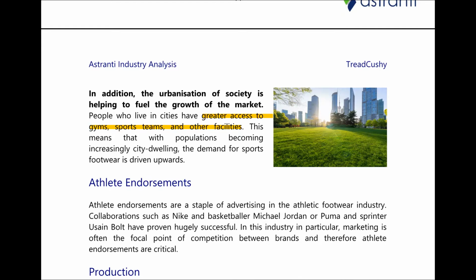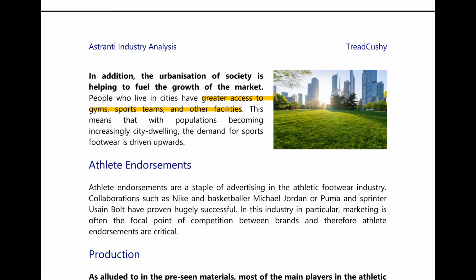Now, another trend in the industry is these athlete endorsements. These are really key components of a lot of these companies' marketing campaigns. The most famous, I'm sure you're aware, collaborations between Nike and Michael Jordan on the Jordan shoes, or Puma and Usain Bolt. Both these collaborations have proved extremely successful for these companies, really helping to build their brands. And as we've discussed already, branding is key in this industry. It's much more about the strength of the brand than it is about the products or the pricing.